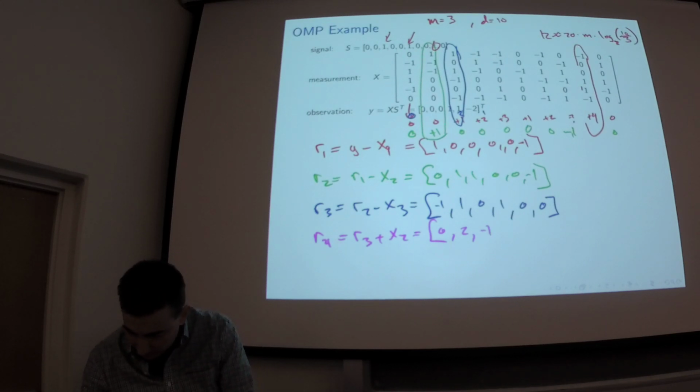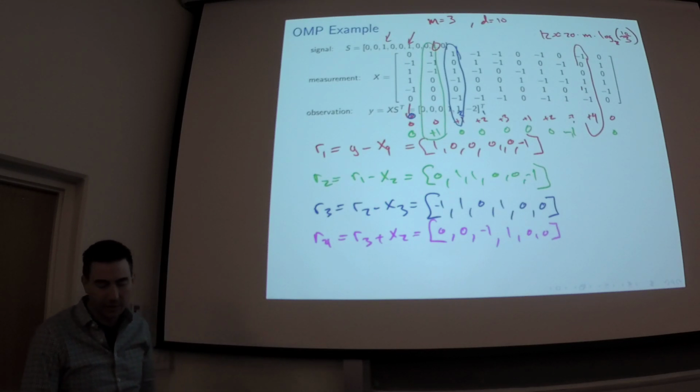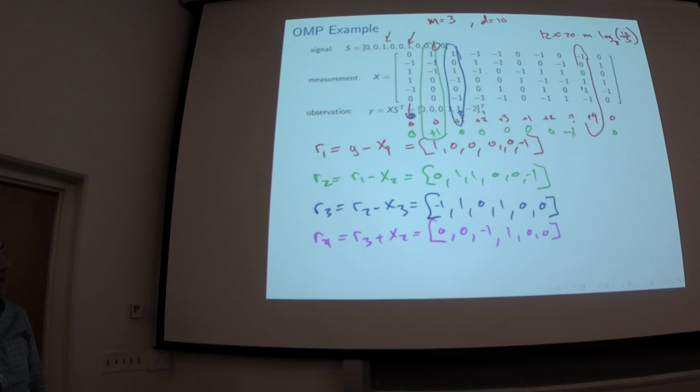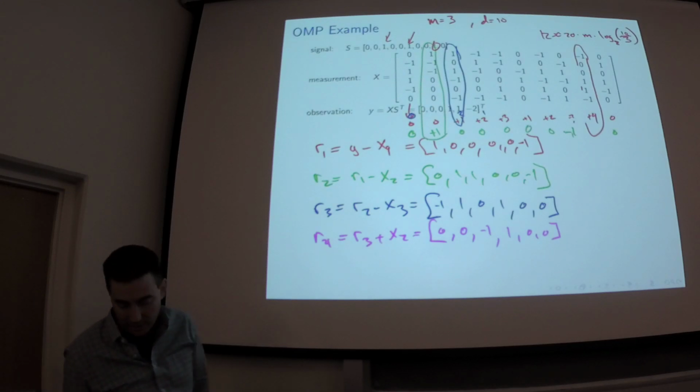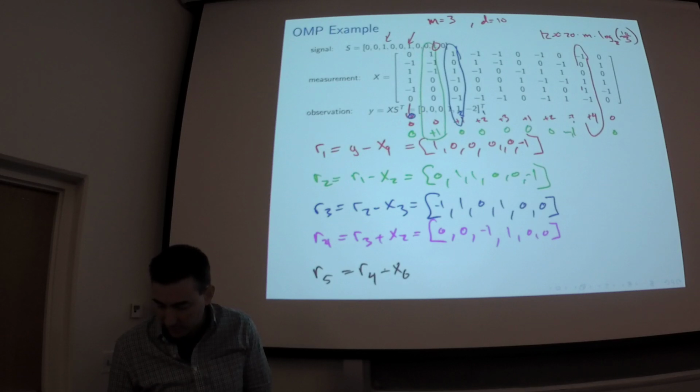Wait, no, I want it plus X2. So this would be, so this goes to 0. That goes to plus 1, 1, 0, 0. Right? So now if I add X2 back again, I'm going to do this. And now if I do R5 equals R4 minus X6, I should get 0, 0.